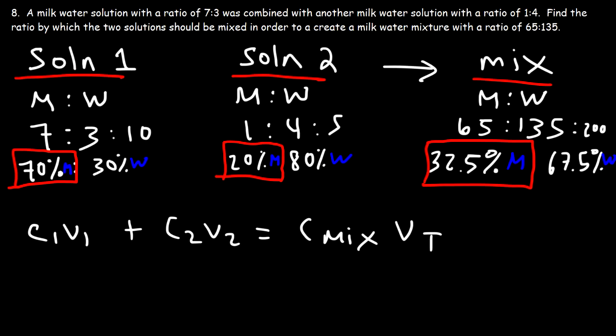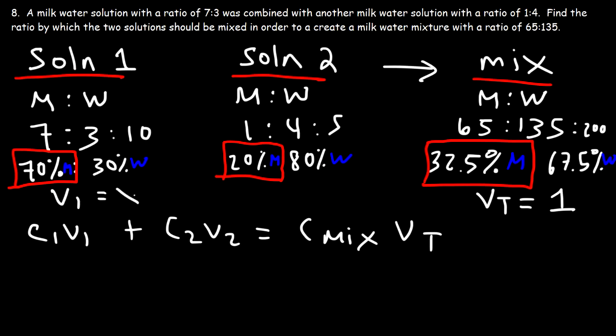You just have to focus on one component of the mixture. Everything else will work out. Now what about V1, V2, and the total volume? We're going to say the total volume is 1 whole, or 100%, because we don't have any information that tells us the number of liters of milk or water. So we're going to use a standard value of 1 to represent the whole or the entire mixture.